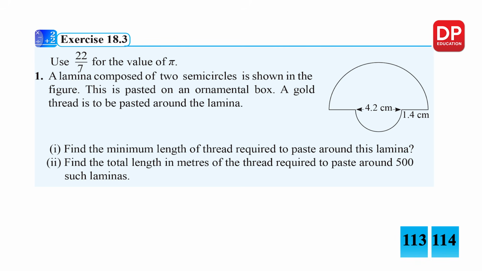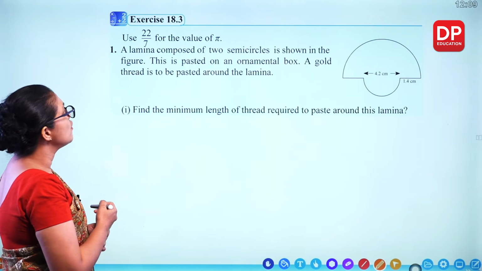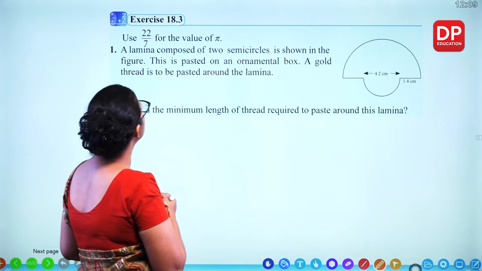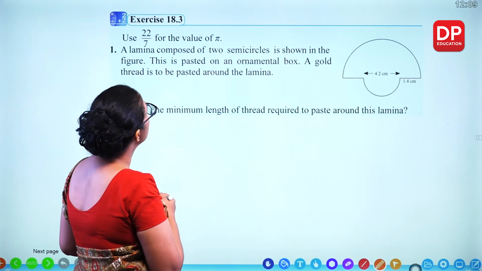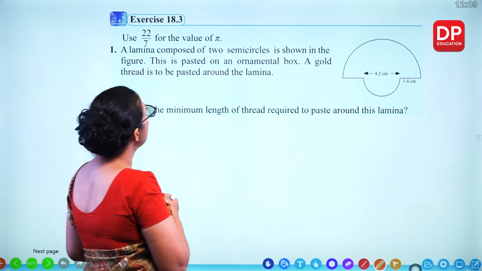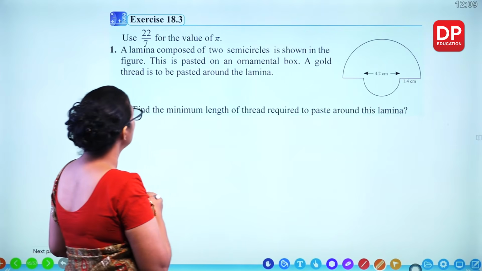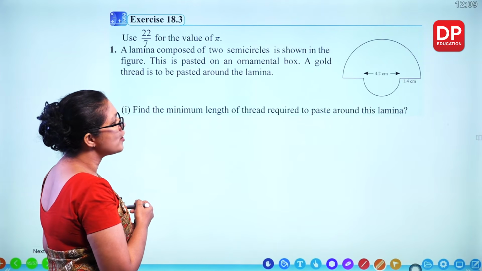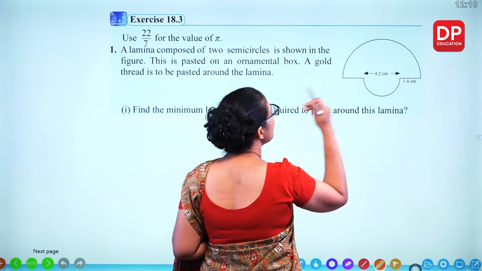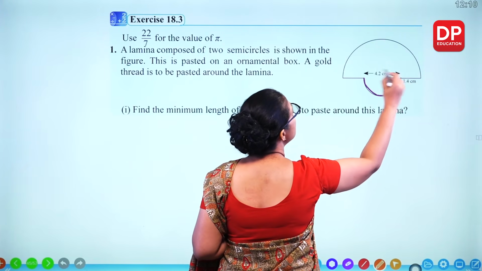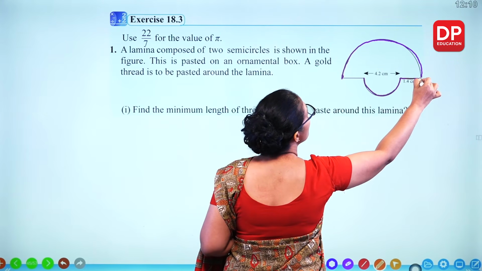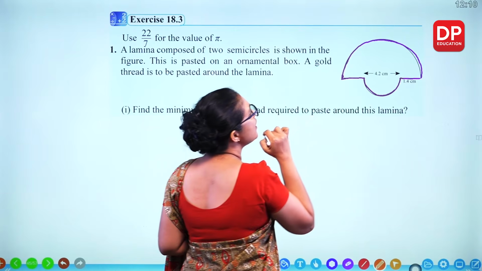Exercise 18.3. Use 22 over 7 for the value of pi. A lamina composed of two semicircles is shown in the figure. This is pasted on an ornamental box. A gold thread is to be pasted around the lamina. Find the minimum length of thread required to paste around this lamina. So that means perimeter. First we'll find out the smaller one and then the bigger one, and 1.4, and here also 1.4.